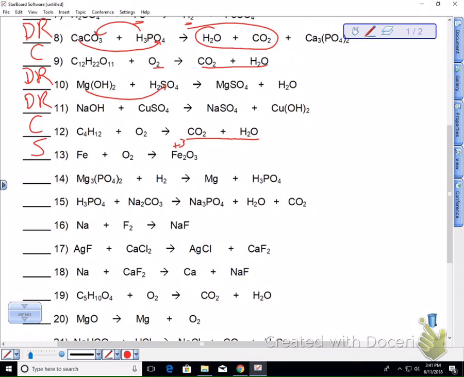Number 14, I'm sending magnesium away from the phosphate, so that is a single replacement. It's being replaced by hydrogen. I hope you're seeing the pattern here. You're starting to work some of this stuff out. Number 15 is another one of those more complicated double replacements because we're making something that breaks back up. 16 is synthesis. 17 is another double replacement. 18 is another single replacement. And 19 is combustion. And then 20 is decomp.